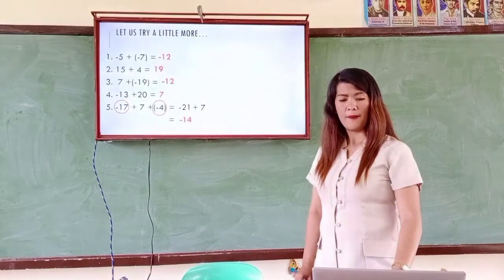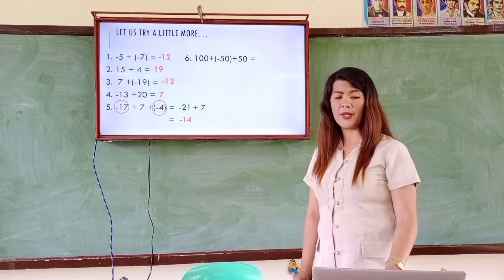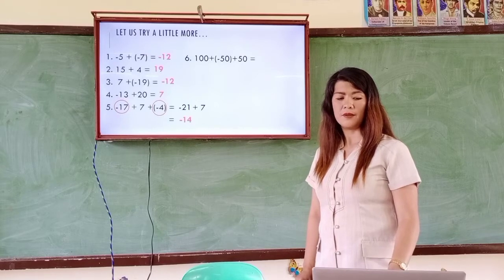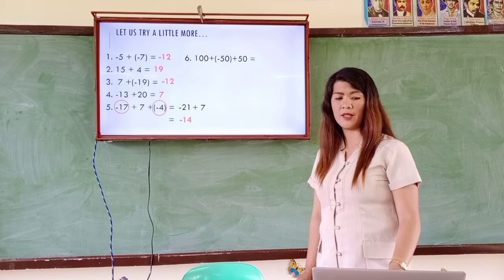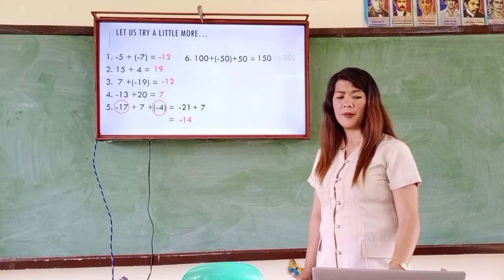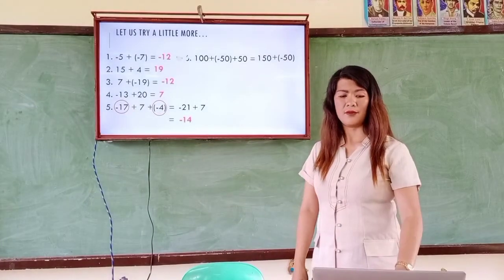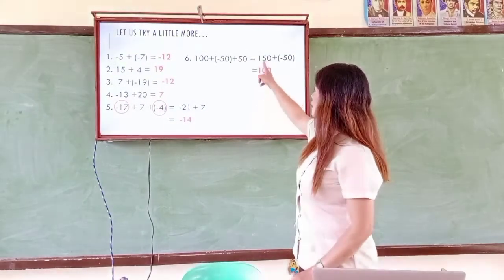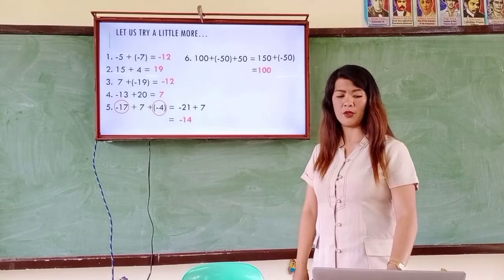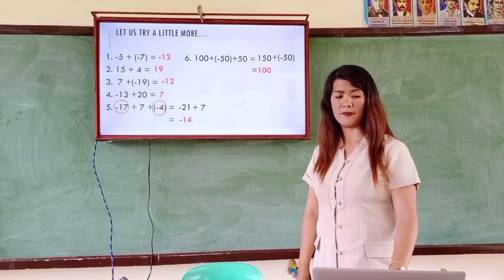Okay, next example, we have positive 100 plus negative 50 plus positive 15. So combine integers with the same signs. So 100 and 50 are all positive, so combine them. So 150 plus negative 50. Different signs, subtract. So 150 minus 50 is 100. Copy the sign of the integer with the greater absolute value, which is positive 150. So the answer is positive 100.